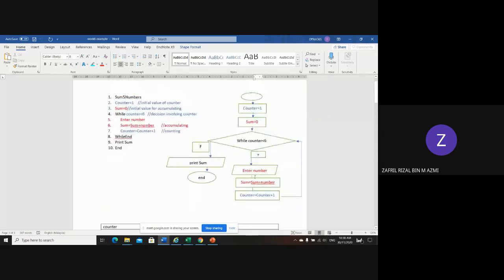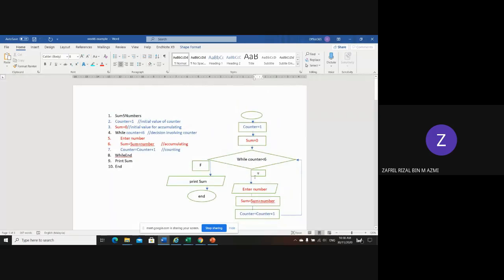But let's say we change the requirement. Now the user has to determine whether they want to proceed with the system, meaning whether they want to loop again or terminate the loop. Do you understand what I mean? At the end of the system, it will ask the user, do you want to repeat the system? Do you want to repeat entering the numbers, for example?